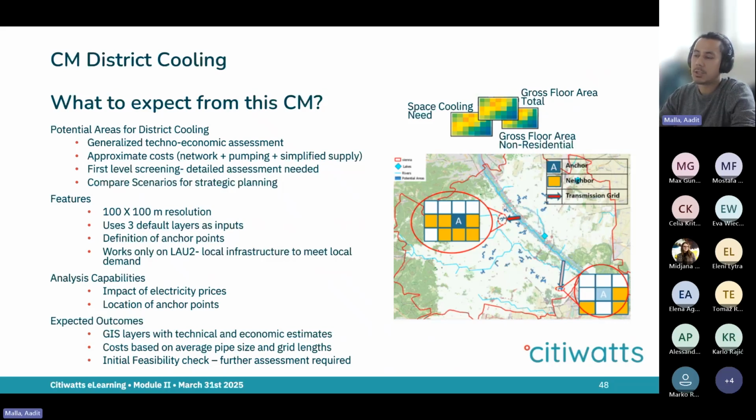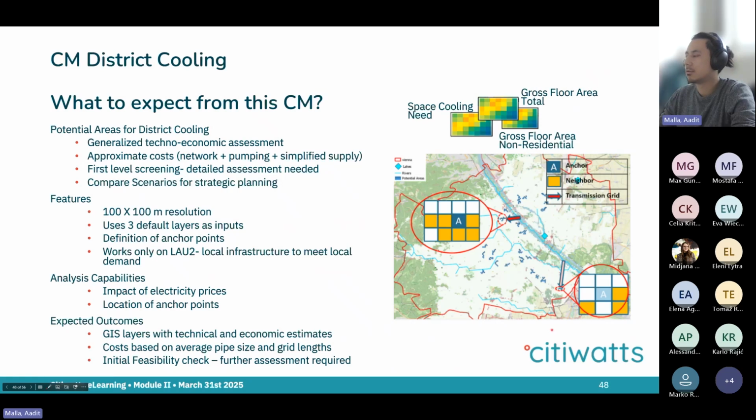Also, for each of these locations, the costs associated with installation of the network, the pipe sizes, and the grid lengths needed, and also a first-level feasibility check on where these locations are. On the right here, I have a very simplified schematic of what the calculation module is doing.